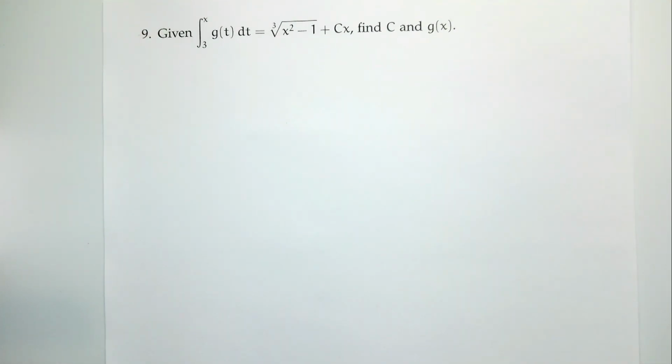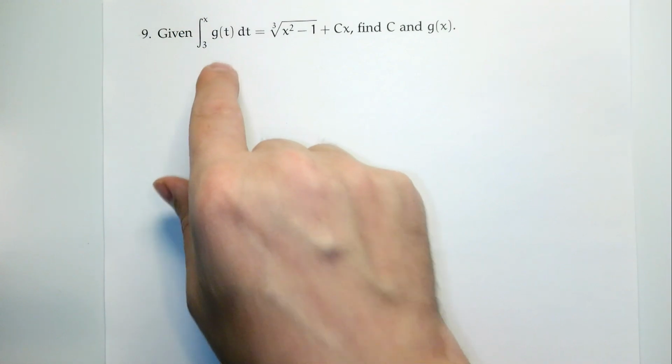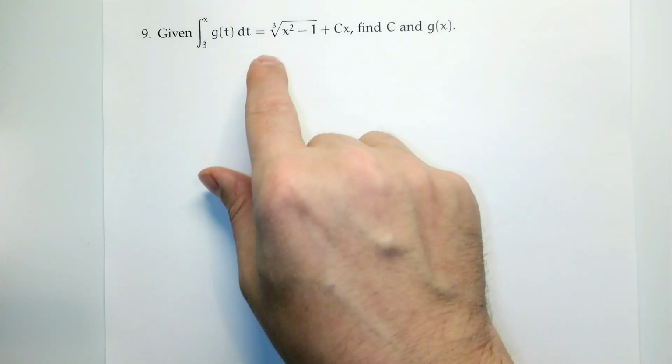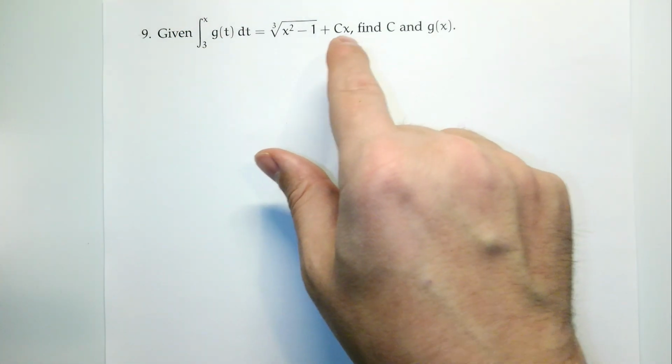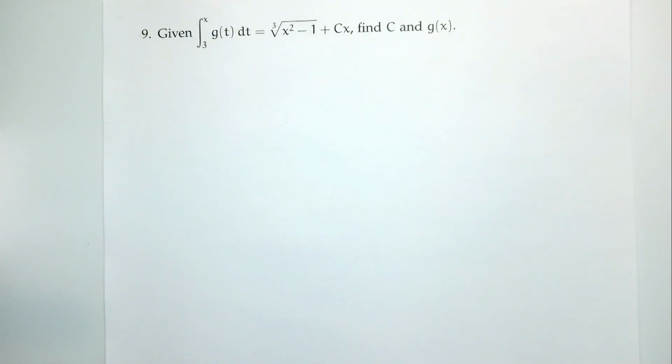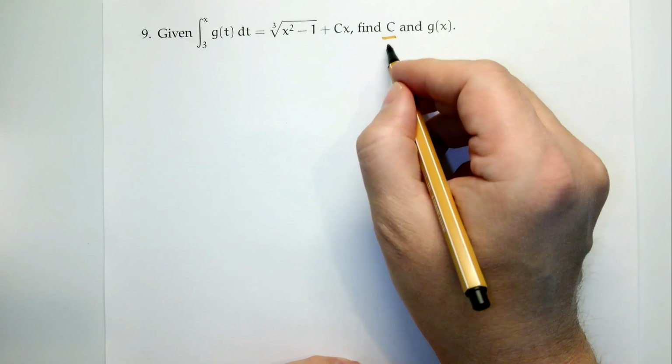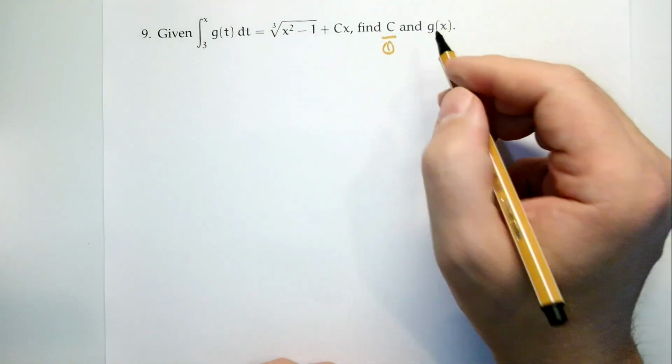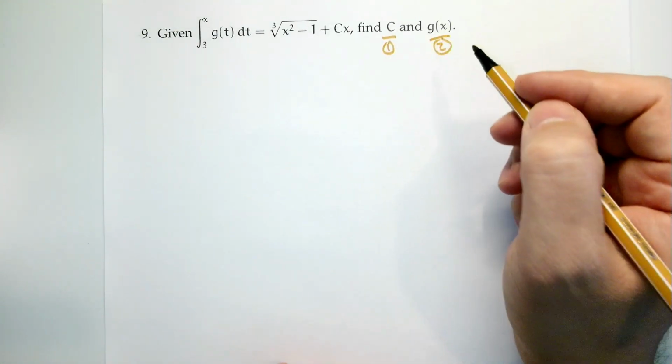We're given that the integral from 3 to x of g of t dt is the cubed root of x squared minus 1 plus c times x. Find the value of c and the value of g of x. So, well, this is interesting. All right. So there's 2 things we have to find, and we might as well go in the order that's been suggested to us. Now, what does that mean? Well, let's find c. Let's make that process number 1. And g of x, let's make that number 2.